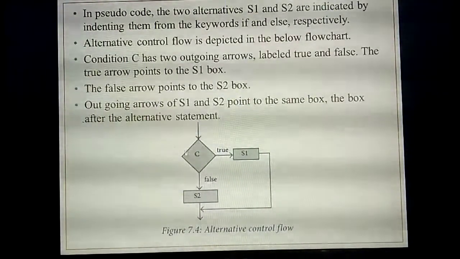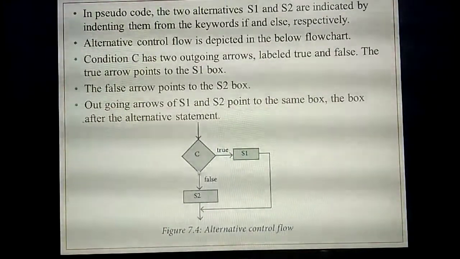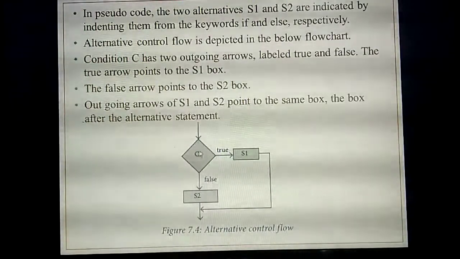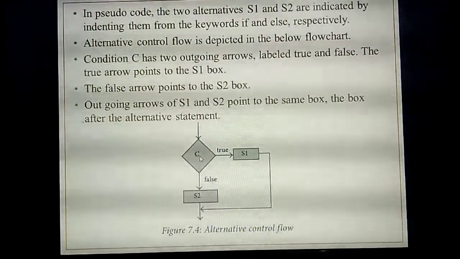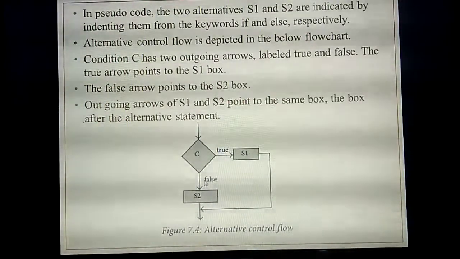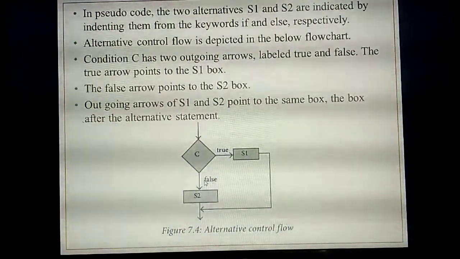So listen, this is the condition box, isn't it? So condition you need to give in which box? Diamond shaped box. So inside the diamond shaped box you are giving the condition. Okay. So in this condition, how many arrows will be pointing outside? Two. What are they? Either true or false.